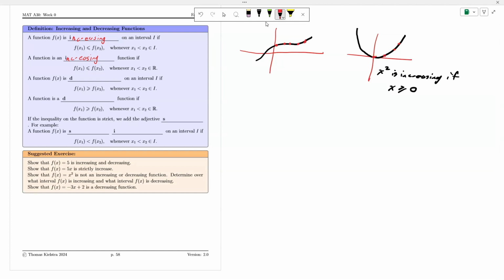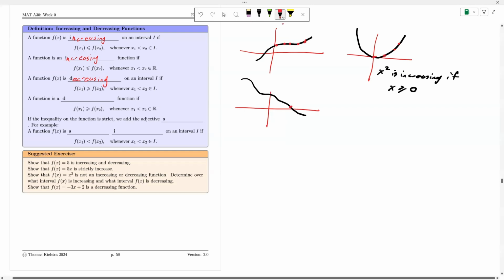And similar to increasing, we also have decreasing. The function is decreasing on an interval I if the first point is higher than the second. So if we take a function and we take 2 points, the second point, the point with a larger x value or more positive x value, will have a smaller output than the point before. And the function is a decreasing function if this is true for any x in R.